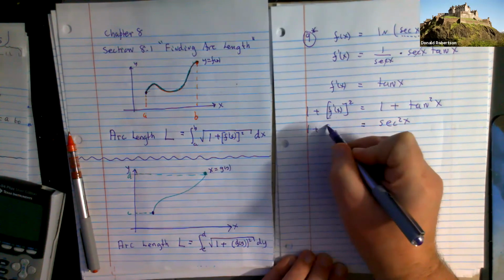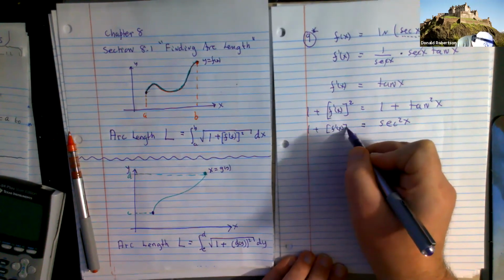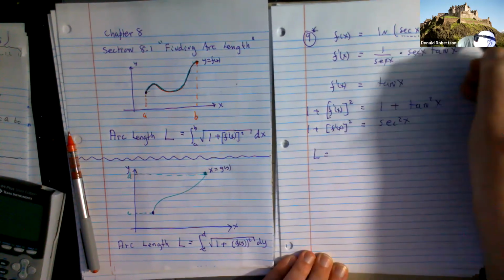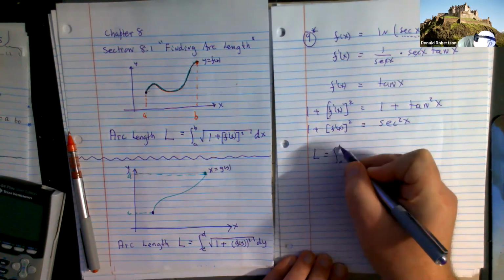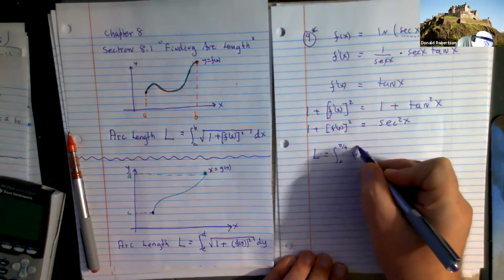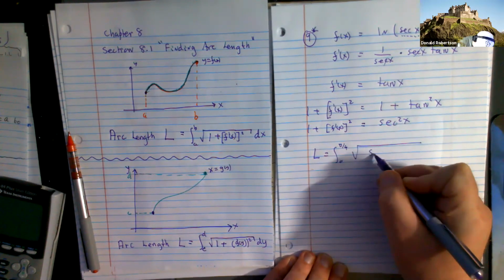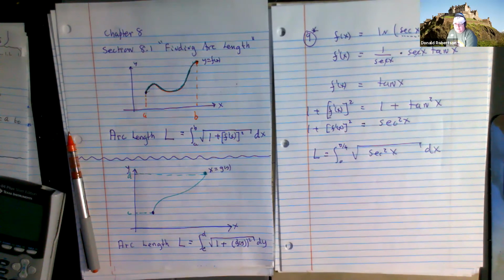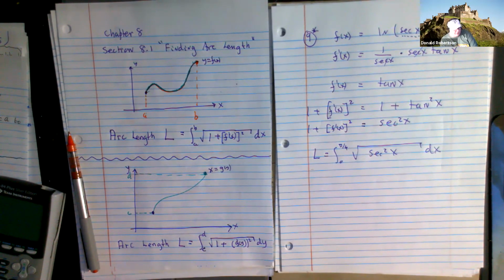Which means that we are in a good place, because the arc length is going to be from 0 to pi upon 4, the square root of this guy, and isn't secant squared a nice square root?